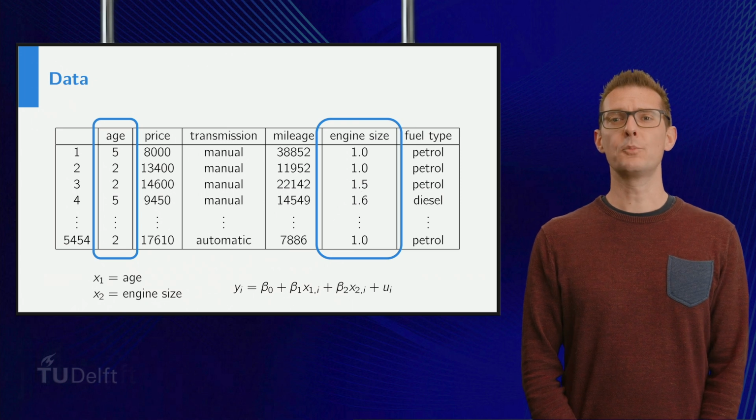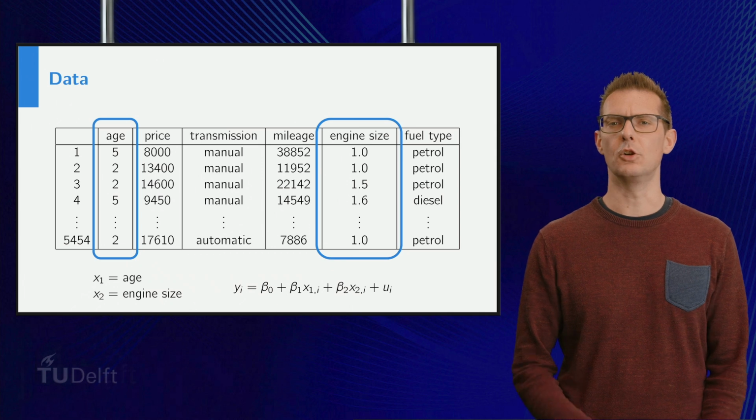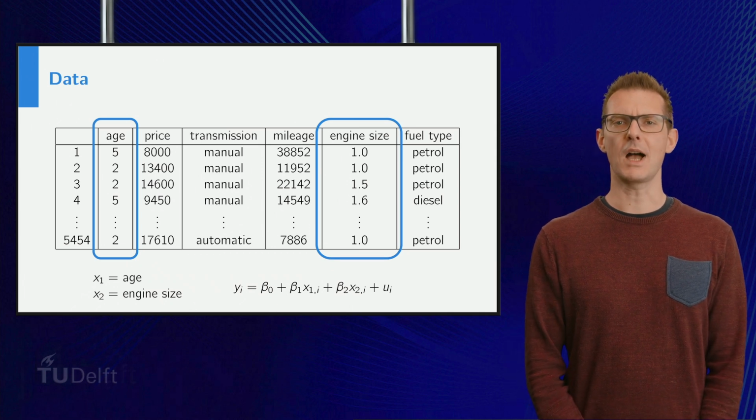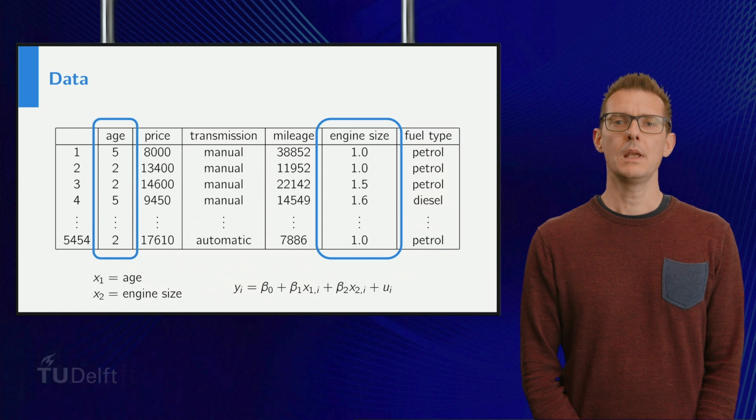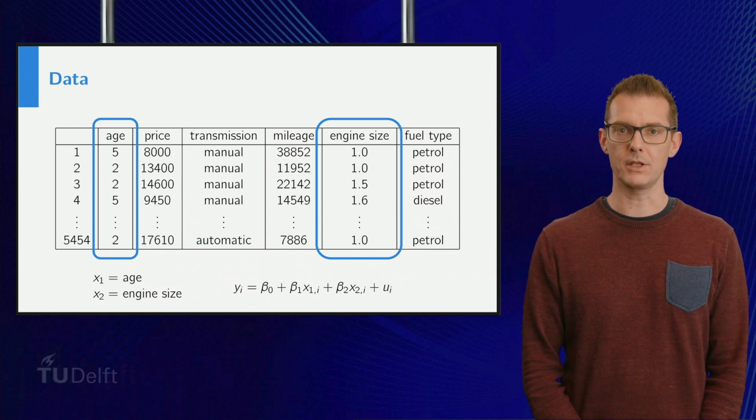To predict the selling price Y of a car, we use two main factors: the car's age, denoted by X1, and the engine size, that will be X2. These characteristics, known as predictors, will help us estimate the price.